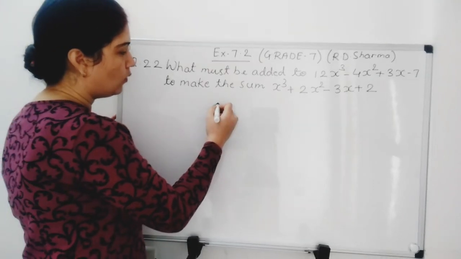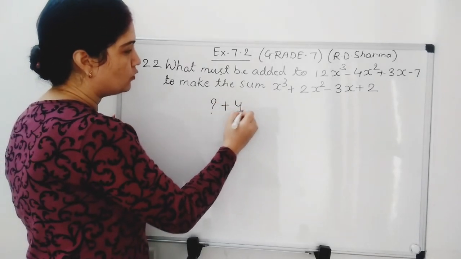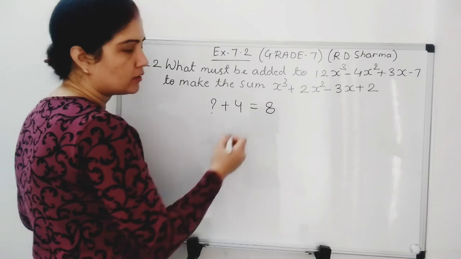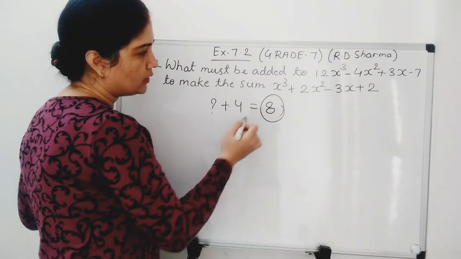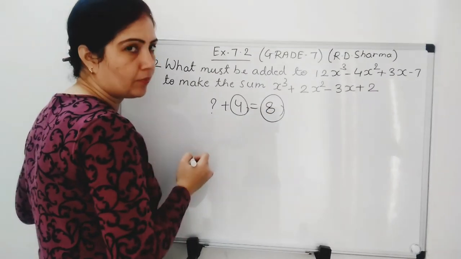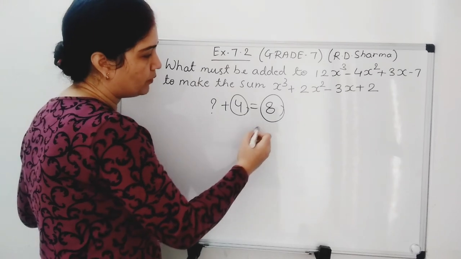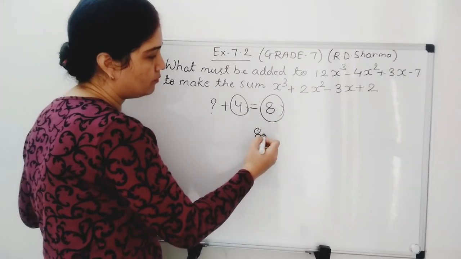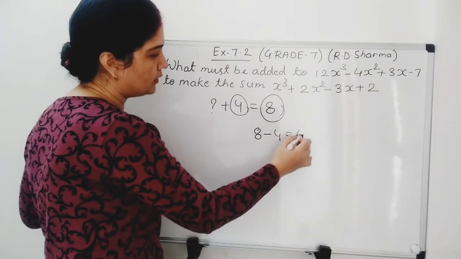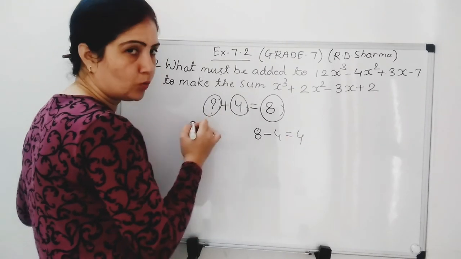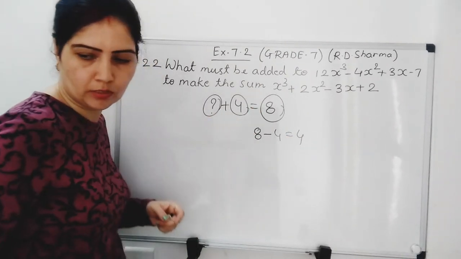So it is like what you will add to 4 to get, suppose, 8. So the sum is given, and one of the numbers is given. If we subtract one of the numbers from the sum, you will get the number that you need to add. The same thing we will do here.